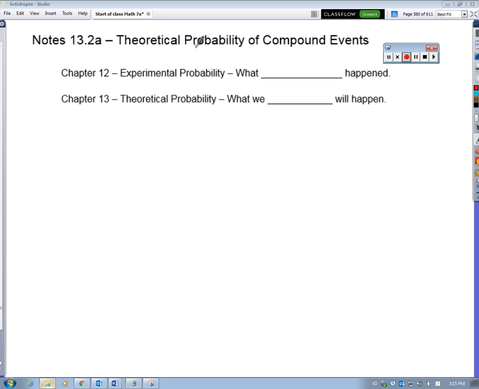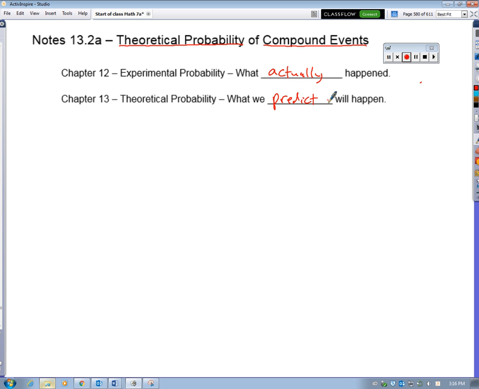We're still going to be working with probability, but we're going to be working with this thing called theoretical probability. And we're going to jump right into some compound events because we talked about that already in chapter 12. Chapter 12 was experimental probability. This is what actually happened. We calculated the probability of some experiments and some other things. That is what actually took place. Theoretical probability is what we predict will happen. This is what we think will happen, where chapter 12 is what actually happened.